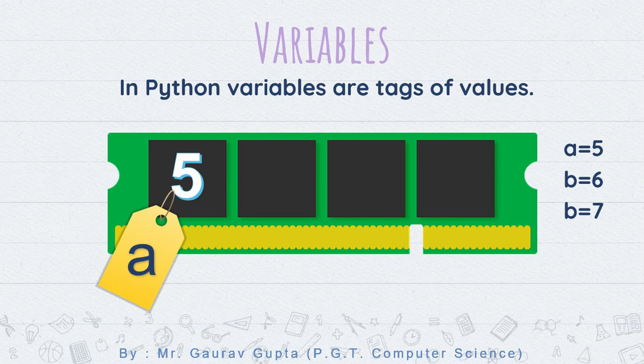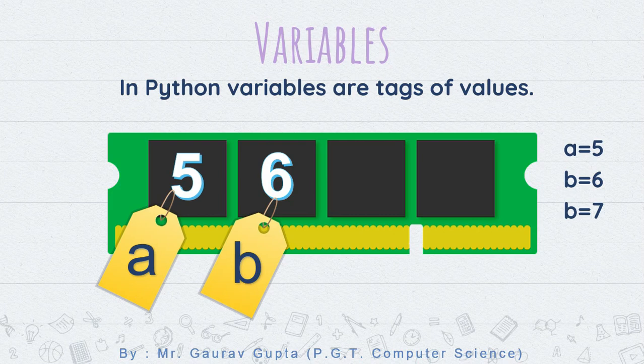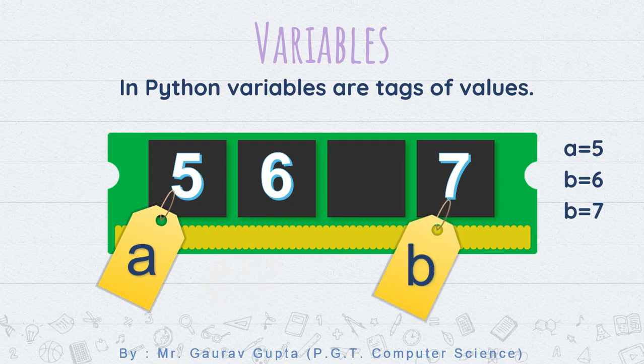And when b equals 6 executes, then a tag b is also attached to that memory location, which is holding the value 6. But when b equals 7 executes, a new memory is filled with the integer value 7 and the earlier tag from value 6 will be removed and assigned to 7. And then there will be no reference to the memory location holding value 6, and Python memory management will take care of it.